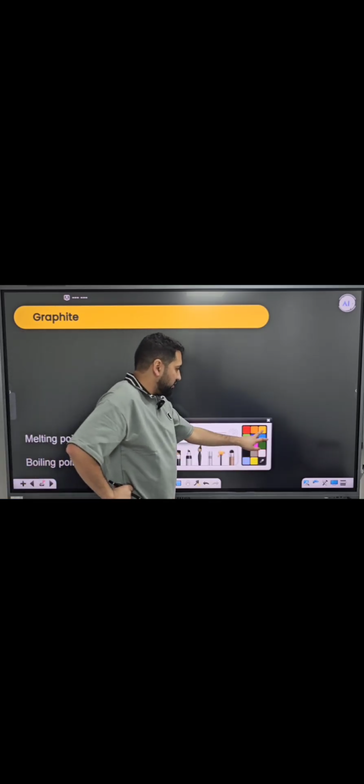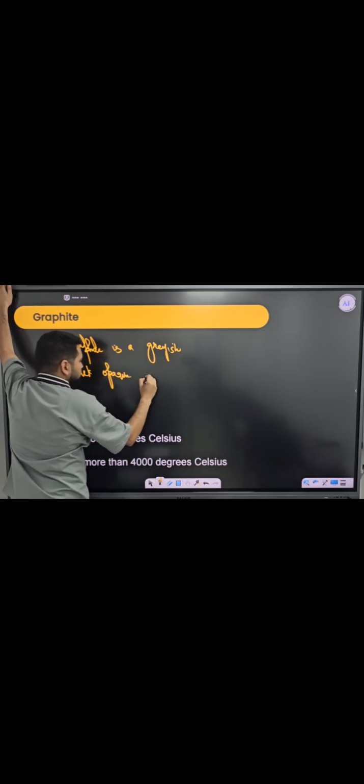Now the second one we have is graphite, right? Let's try to find out what graphite is. Graphite is a grayish black opaque substance, right?